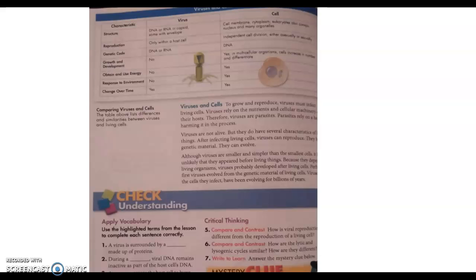After infecting living cells, viruses can reproduce. They have genetic material. They can evolve. Although viruses are smaller and simpler than the smallest cell, it is unlikely that they appeared before living things, because they depend on living organisms. Viruses probably developed after living things. Perhaps the first viruses evolved from the genetic material of living cells. Viruses and the cells that they infect have been evolving for billions of years.